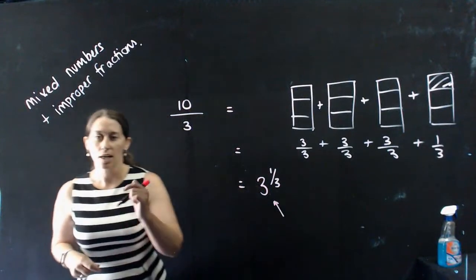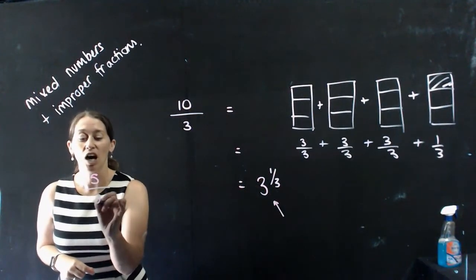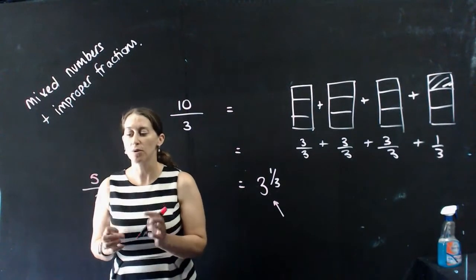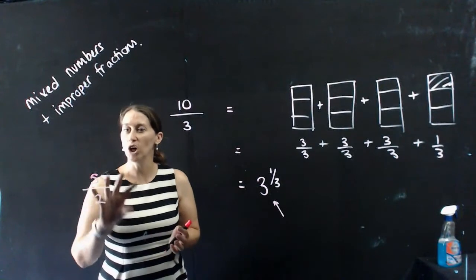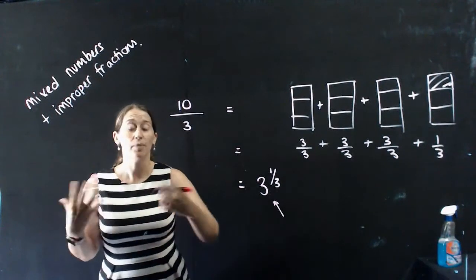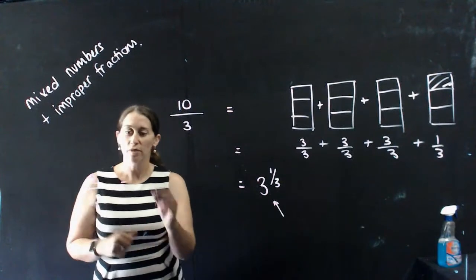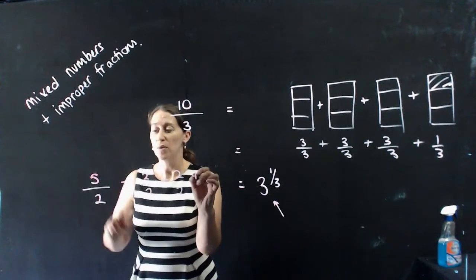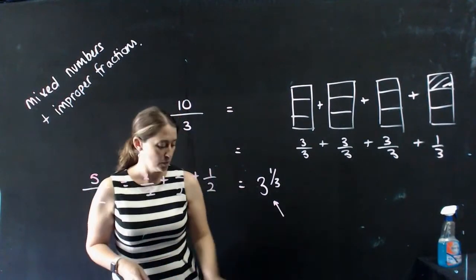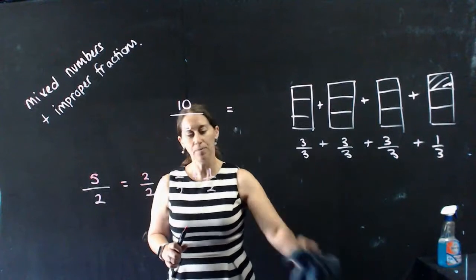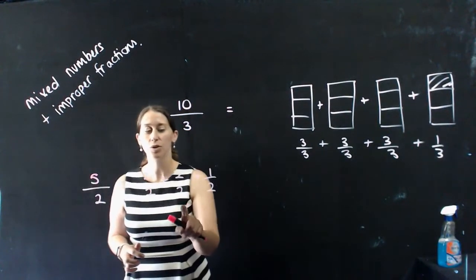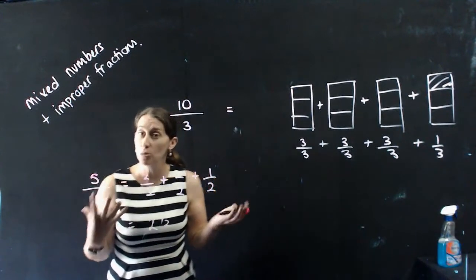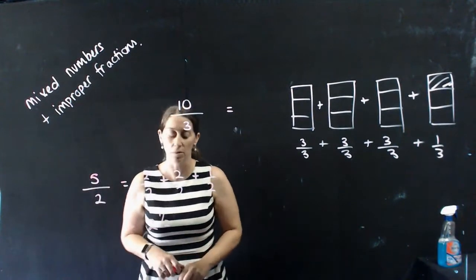So let's have another go. Let's pick another one. Let's say we've got 5 halves. Well, 1 whole would be 2 over 2. So what we have to do is work out how many wholes we have in here and how many parts are left over. Well, 2 over 2 plus 2 over 2, that's 4, and then we have 1 extra, 5 over 2. So we can see we've got 1, 2 wholes and a half, which becomes 2.5. And you may already know that 5 divided by 2 is 2.5. Well, now you can see where it comes from.